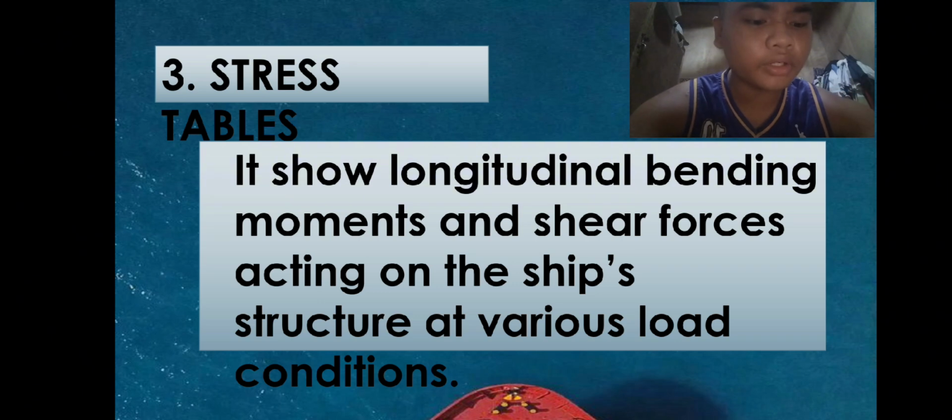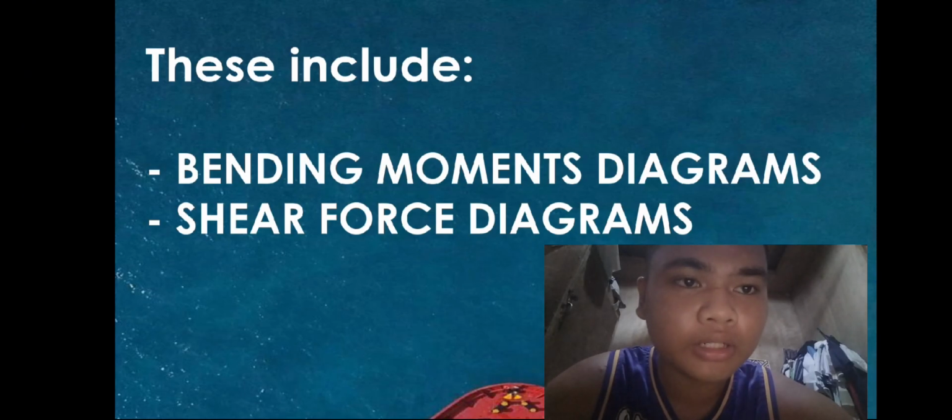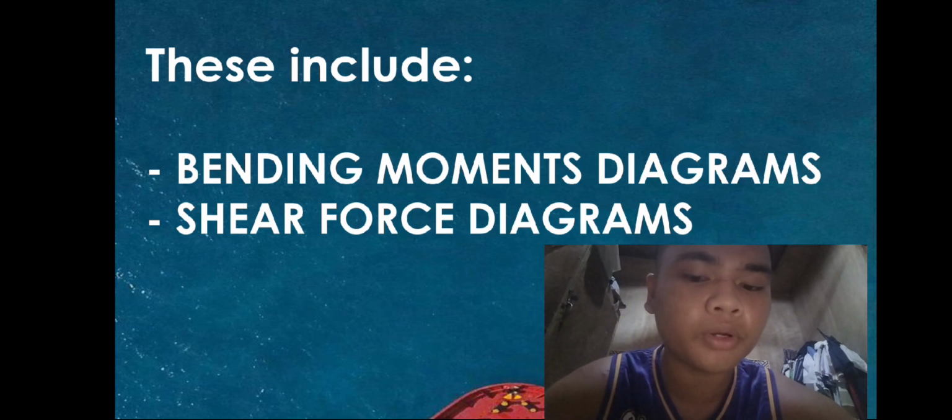Stress. It shows the bending moments and the shear force acting on the ship's structure at various load conditions. There are two diagrams: the bending moment diagram and the shear force diagram. The bending moment diagram ensures the ship hull is not overstressed due to improper loading. The shear force diagram identifies potential structural weaknesses, especially at midship.